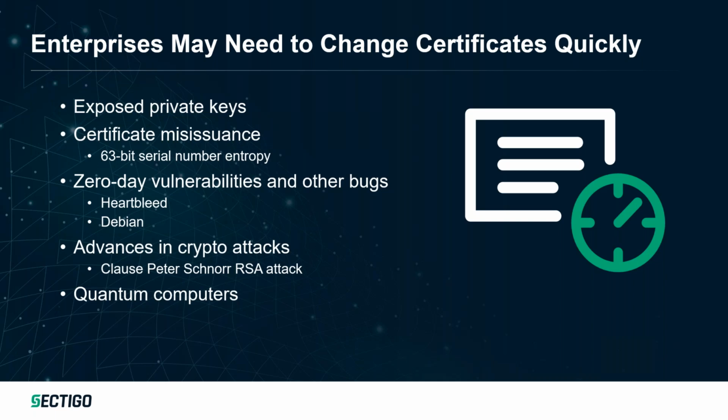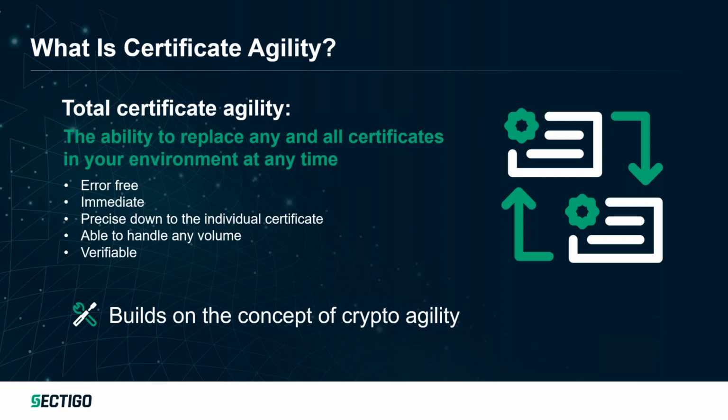And then the bigger one that's coming no matter what is quantum computers. Quantum computers are going to break RSA. Quantum computers are going to break ECC. We've covered this in other webinars in the past. I'm not going to go into the details here, but that will happen. It is coming. That is a fait accompli. And so all of that means that enterprises need to be able to swap out their certificates. And this gets us to the concept of certificate agility.